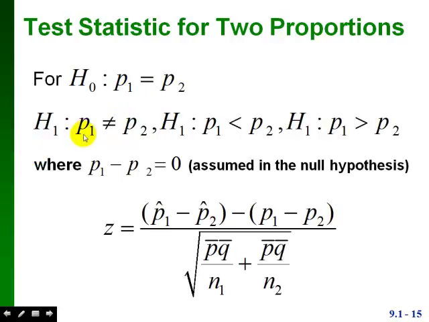For your alternative hypothesis, again, you're going to have the P1 and the P2. The only question is what the inequality is going to be. So it'll either be a not equal to, a less than, or a greater than, depending on what the claim is. And we're going to assume, again, since in our null hypothesis we have P1 equal to P2, that P1 minus P2 is equal to 0.